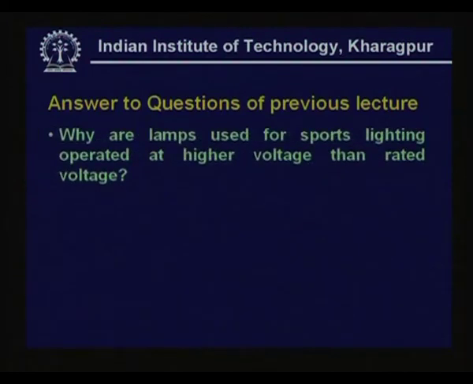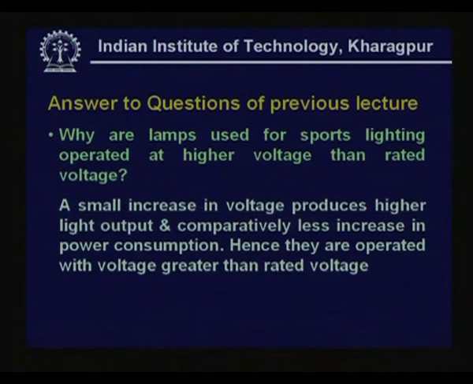Why are lamps used for sports lighting operated at higher voltage than rated voltage? A small increase in voltage produces higher light output and a comparatively smaller increase in power consumption. Hence, they are operated with voltage slightly greater than the rated voltage for sports applications.